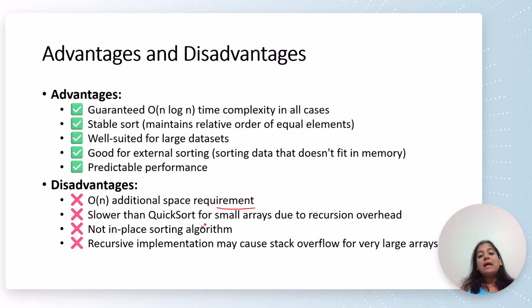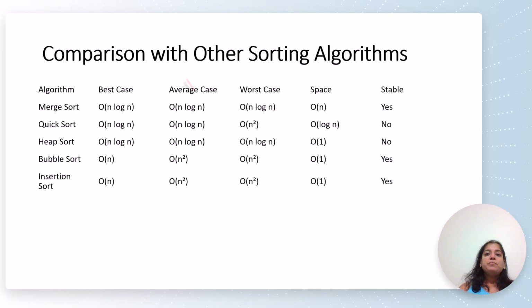It is slower than quicksort for small arrays due to the recursion overhead. Again, it's not an in-place sorting algorithm because it requires additional memory space, and recursive implementation may cause a stack overflow for very large arrays. So these are a few of the disadvantages, but still merge sort is one of the very prominent sorting algorithms due to the time complexity.